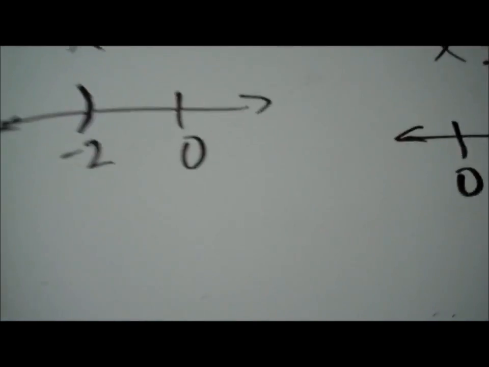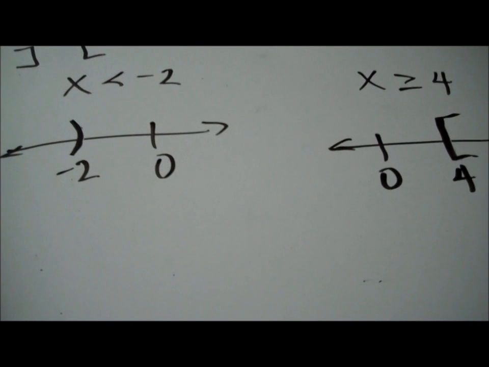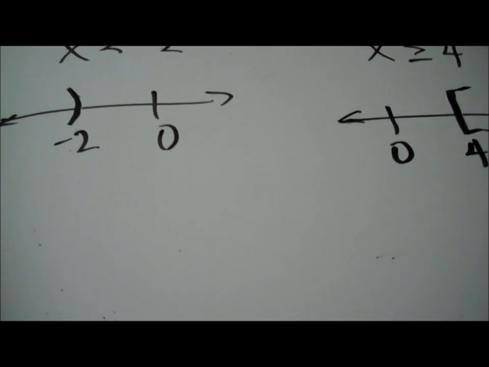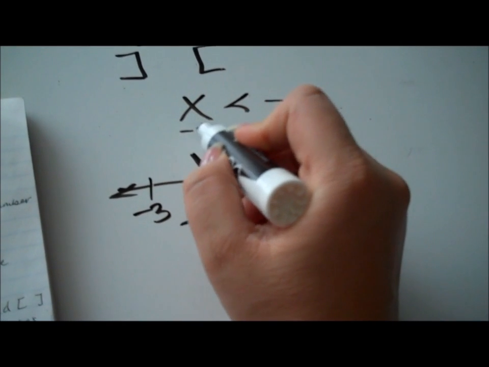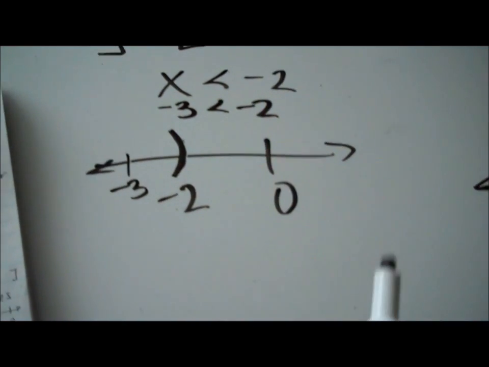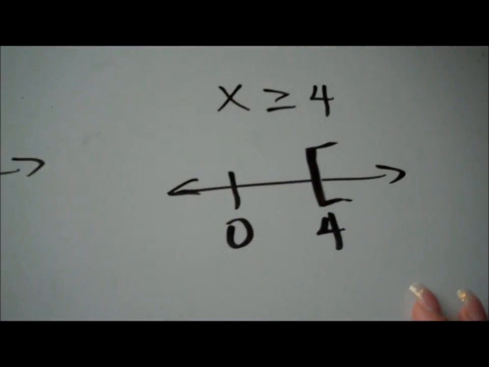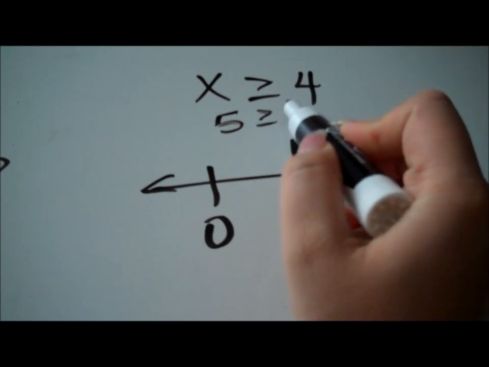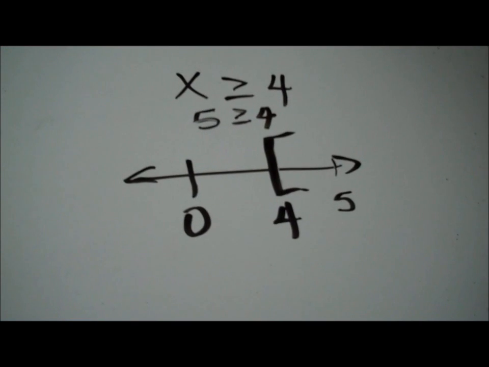Okay? Now, if you're not sure whether or not you graphed this correctly, or you have your parenthesis or your bracket going in the right direction, you can always pick a point within where the shaded area should be. So like right here, I could put a negative 3. Is negative 3 less than negative 2? Yes. So therefore, I know that's correct. Over here, I could pick 5. Is 5 greater than or equal to 4? It's not equal to 4, but it is greater than, so it does work.